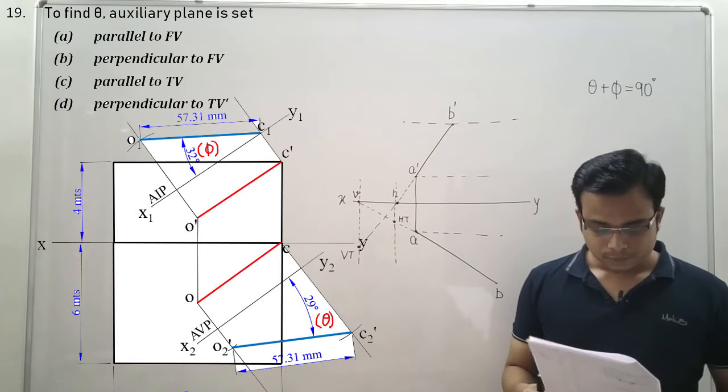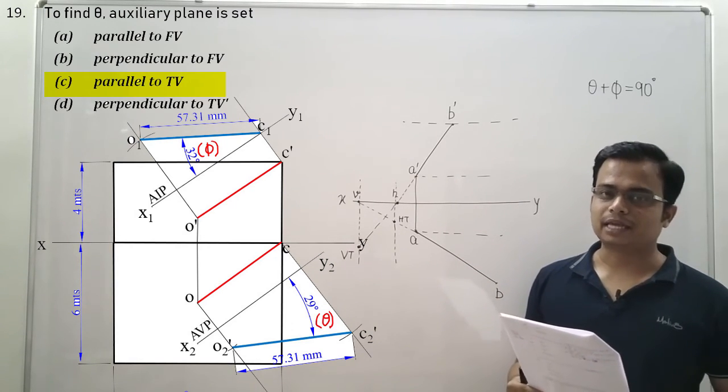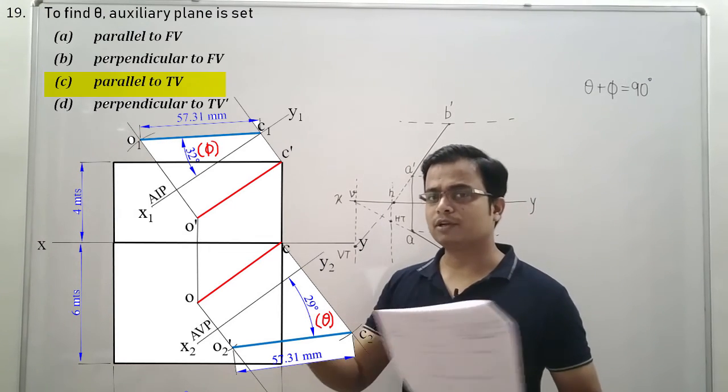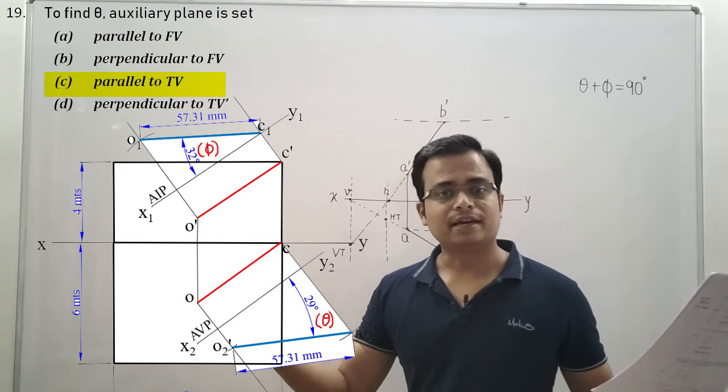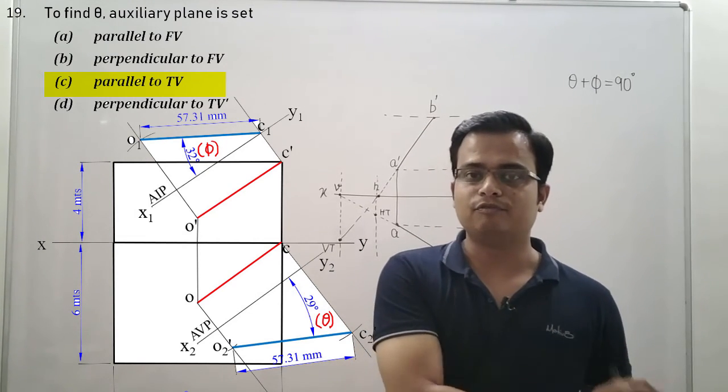So the correct option is parallel to top view. Want to see the true length with angle theta? Set the auxiliary plane parallel to top view. If you want to see the true length with angle phi, set the auxiliary plane parallel to the front view. Done.